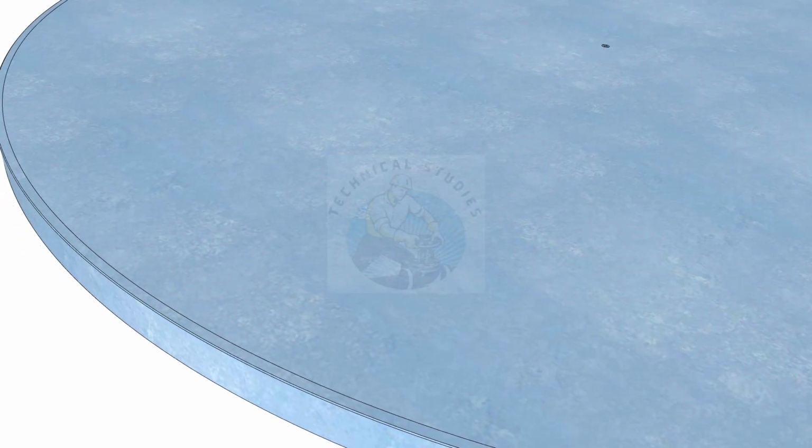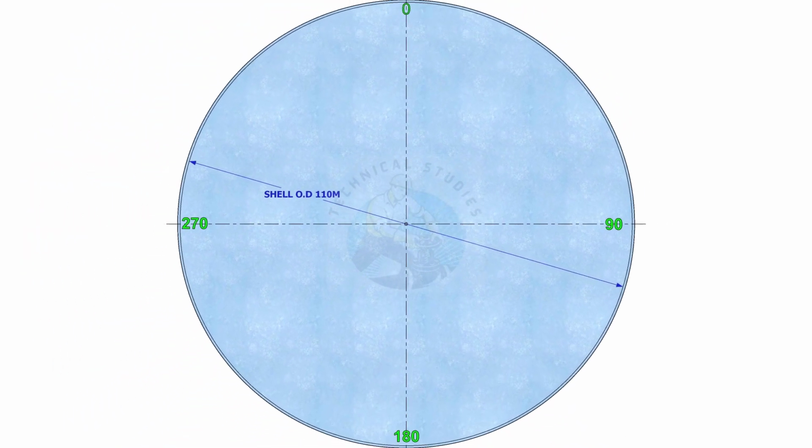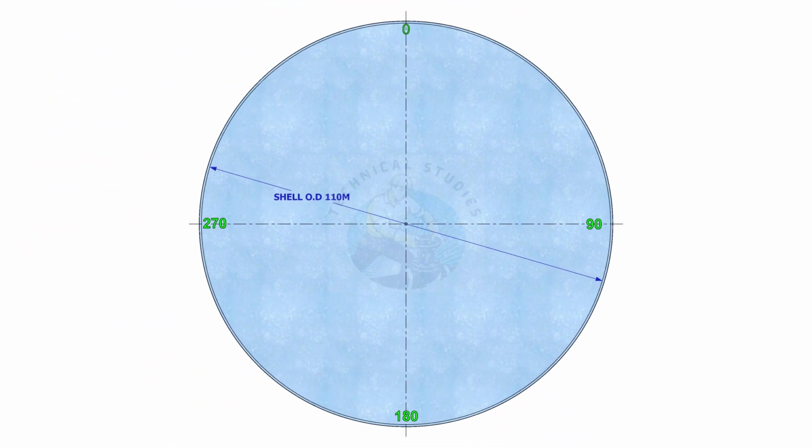Let us mark the center of the tank foundation and draw the center lines. Draw the annular plate outer diameter circle. You may need to add 10 to 30 mm extra to the actual diameter for joint shrinking allowance.